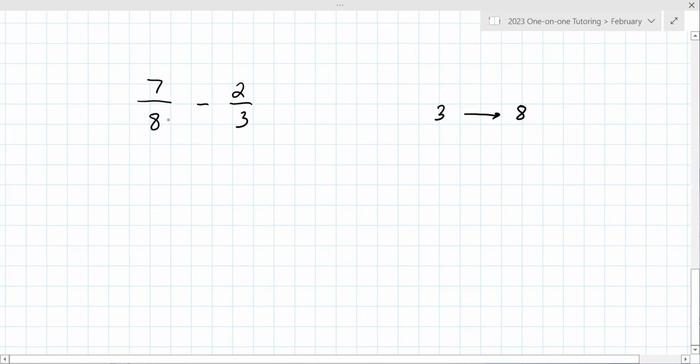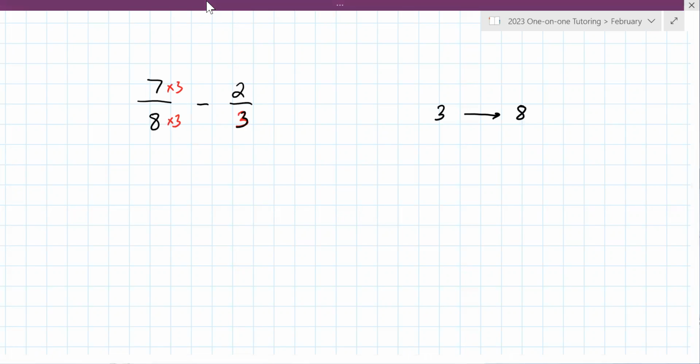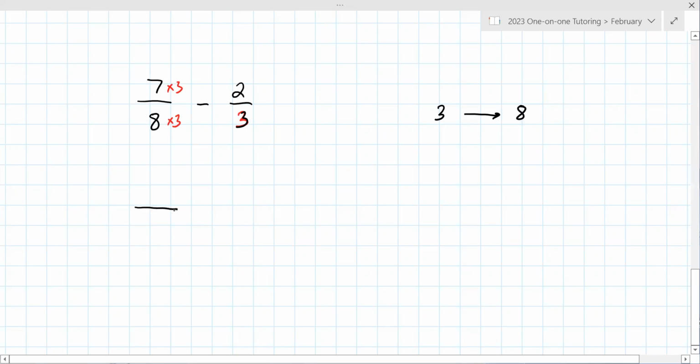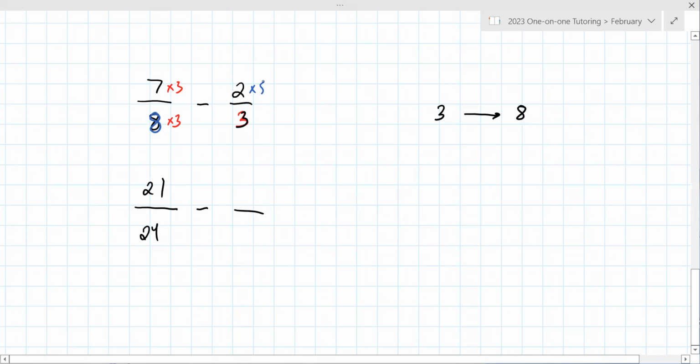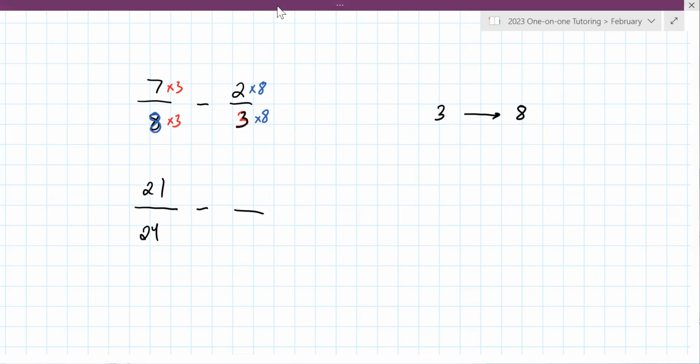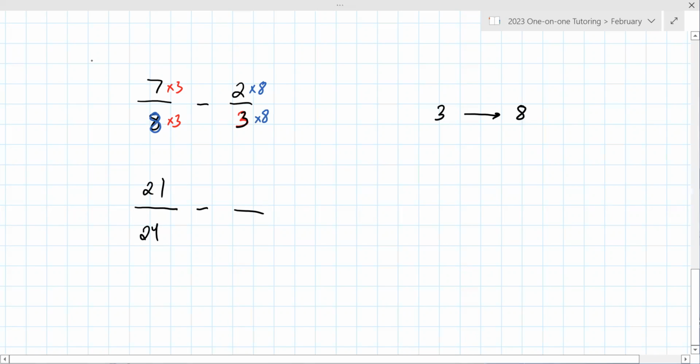So on the left here, you're going to take this 3 and multiply the top and bottom by 3. What is 7 times 3? 7 times 3 is 21. Okay, and 8 times 3? 24. Okay, and then on the right here, we take the number on the bottom left, the 8, and multiply by 8. What is 2 times 8? 2 times 8 is 16. And 3 times 8? 24.